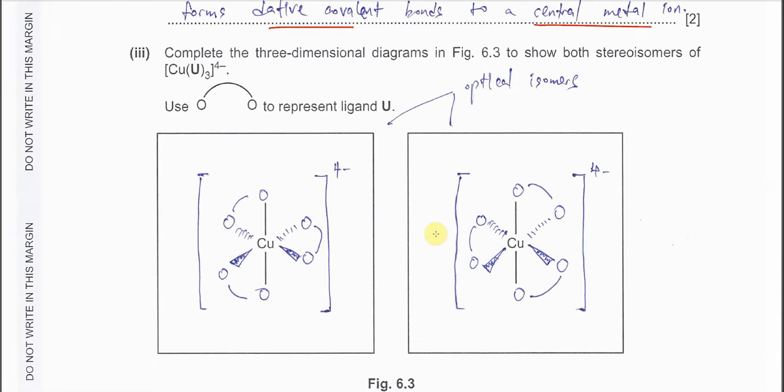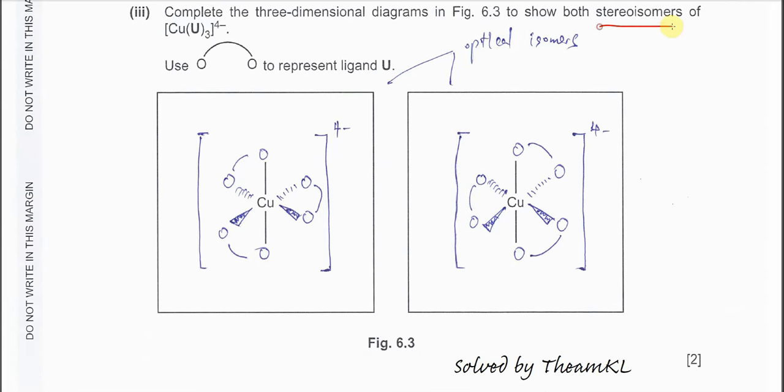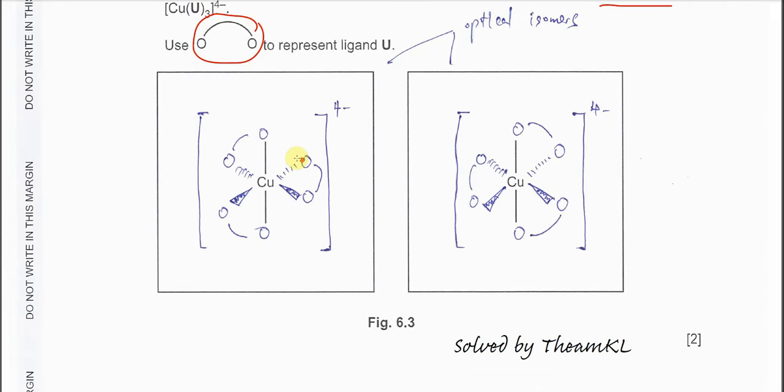Okay, part 3. Complete the 3-dimensional diagram in this figure 6.2 to show the stereoisomers of this copper with the 3 bidentate ligands here, the U, with 4 negative charge. Okay, you can just use this one to represent the bidentate ligand, the U. Very easy. Because it's 3 only, it means you need to draw the octahedral complex. Because stereoisomers means optical isomers, you must draw the mirror images.